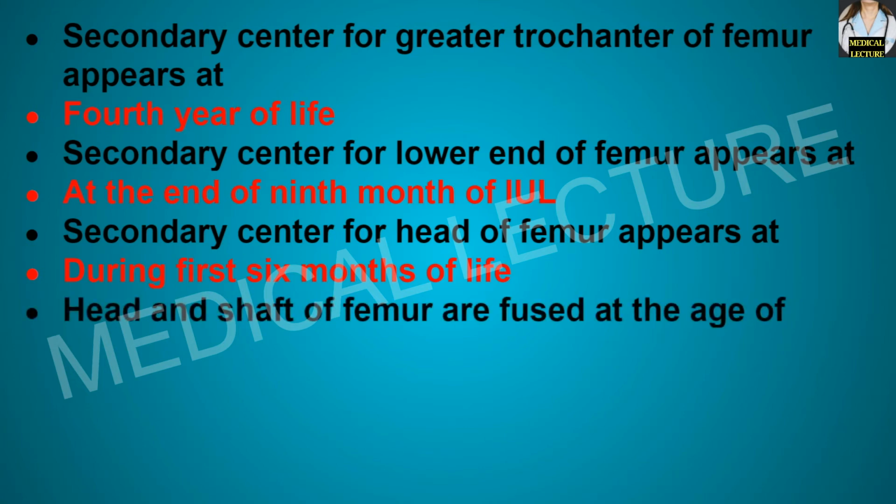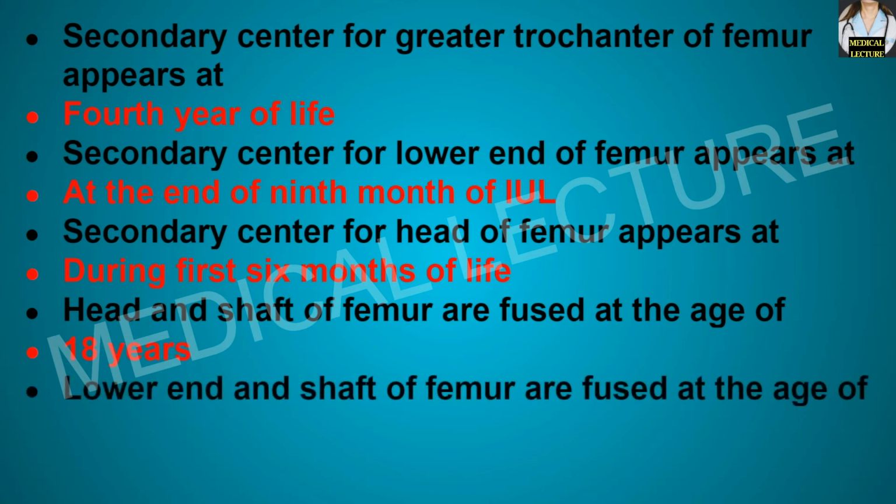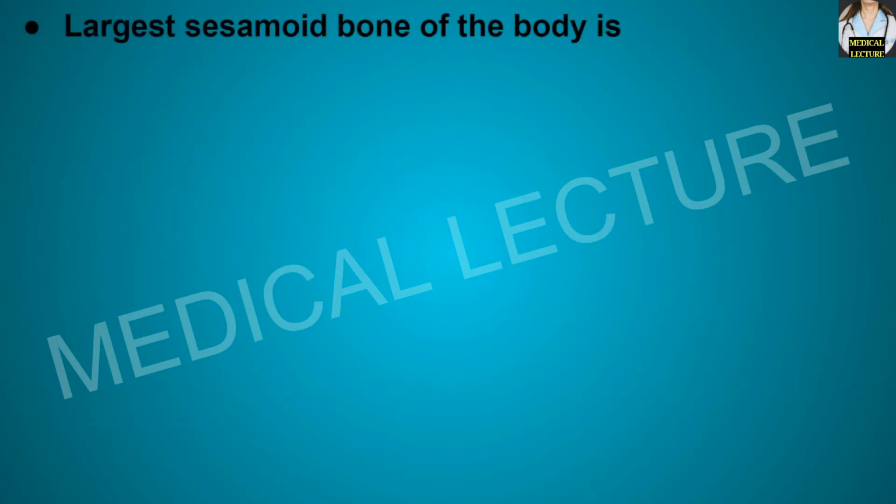Head and the shaft of the femur are fused at the age of 18 years. The lower end and the shaft of the femur are fused at the age of 20 years. Which is the largest sesamoid bone of the body? It is the patella.